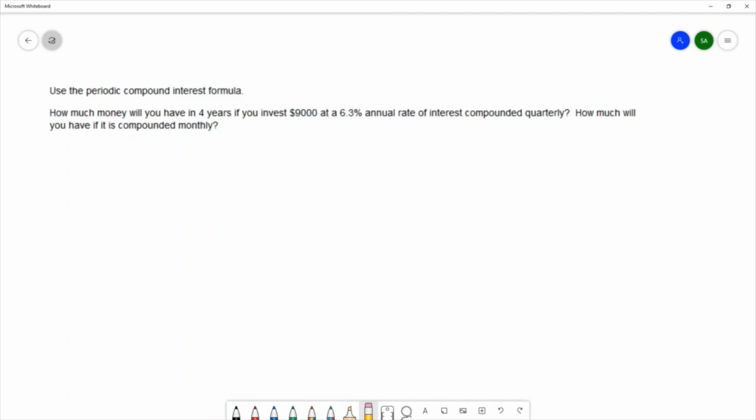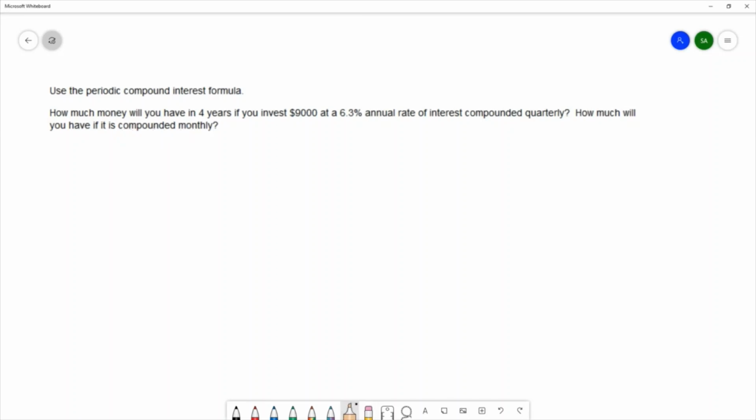In this question, we want to use the periodic compound interest formula. The question says, how much money will you have in 4 years if you invest $9,000 at 6.3% annual interest rate, compounded quarterly? How much will you have if it's compounded monthly?